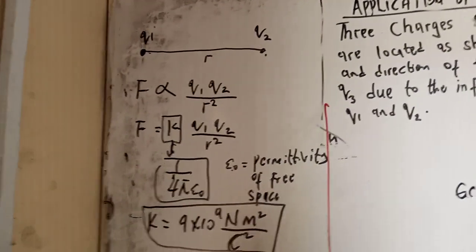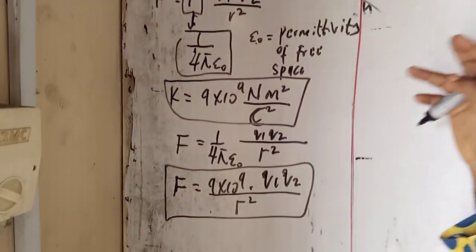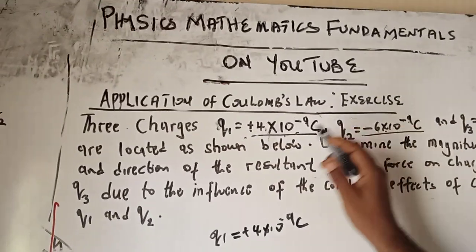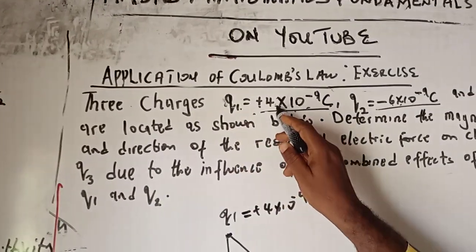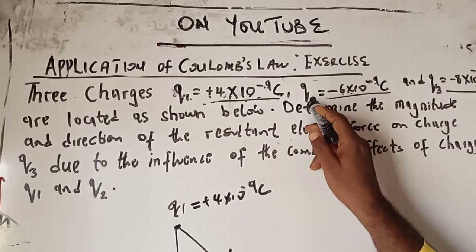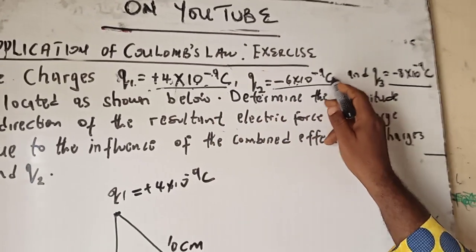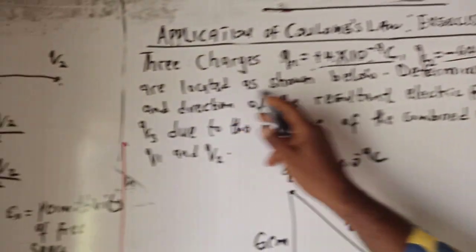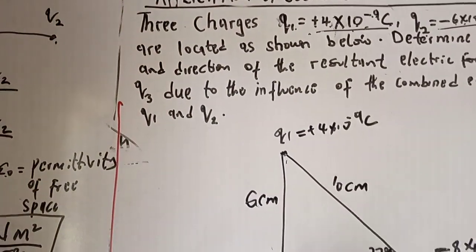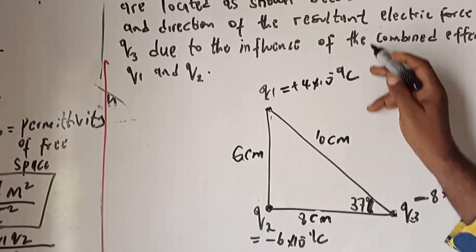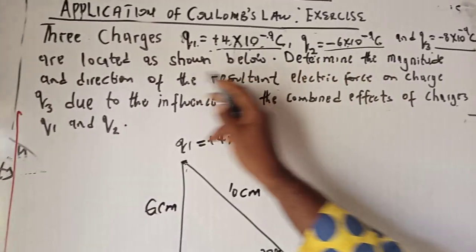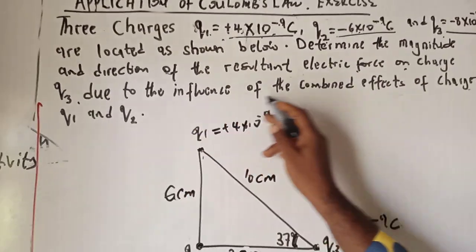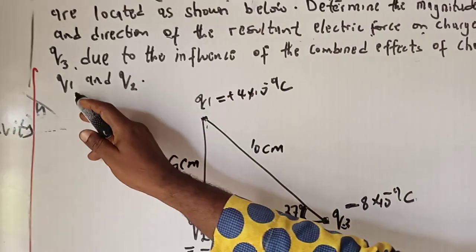Now, we are going to use this particular formula in solving an exercise here. Look at this exercise. Application of Coulomb's law exercise. Three charges Q1, which is plus 4 times 10 raised to minus 9 coulomb, Q2, minus 6 times 10 raised to minus 9 coulomb, and Q3, minus 8 times 10 raised to minus 9 coulomb, are located as shown below. This is Q1, this is Q2, and this is Q3. The question says we should determine the magnitude and direction of the total electric force on charge Q3 due to the combined effect of charges Q1 and Q2.